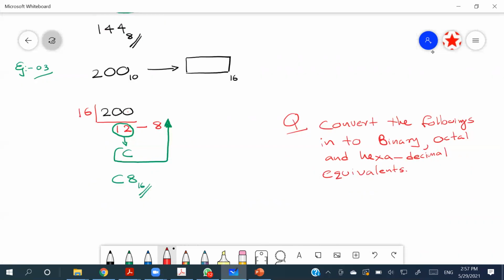Right, so I'm giving you two decimal values. All you have to do is convert each and every decimal value into all other three number systems, right? 419. So I need the binary representation, octal representation, and as well as hexadecimal representation, right?